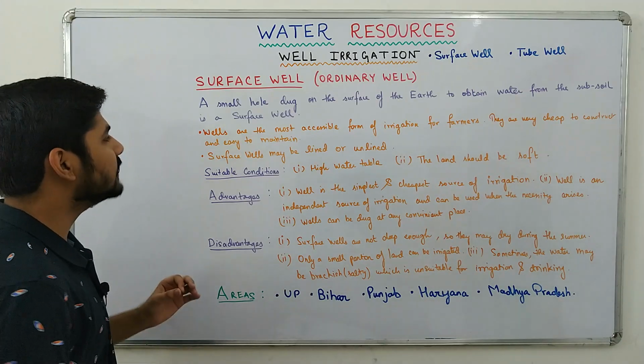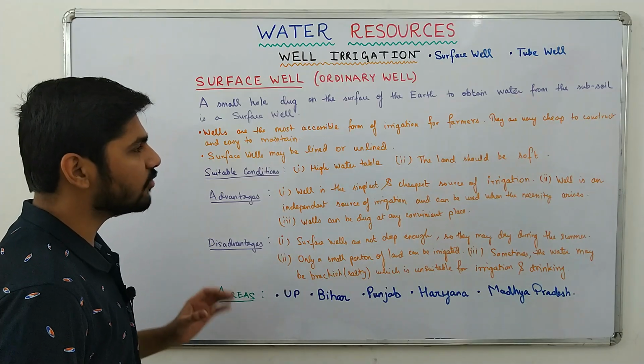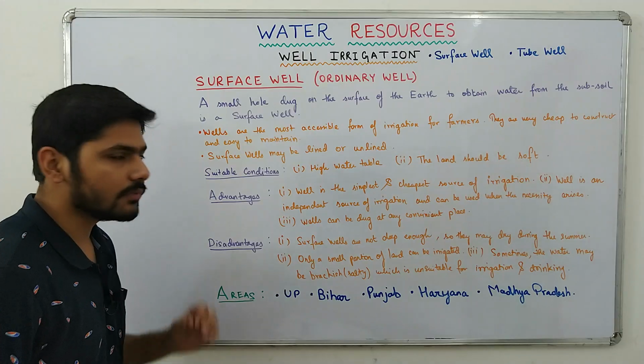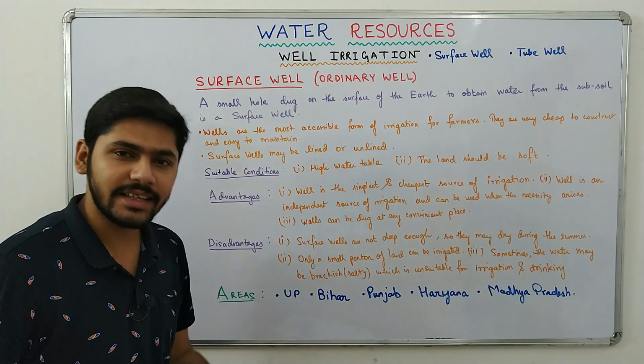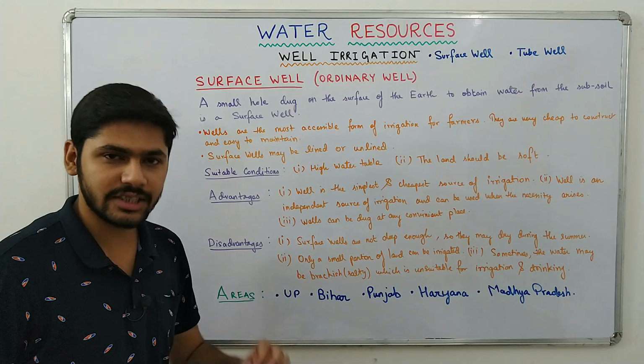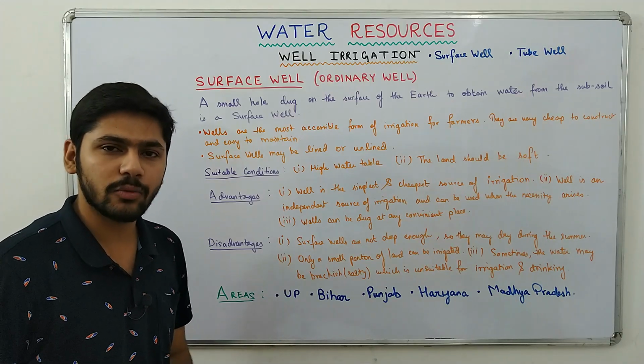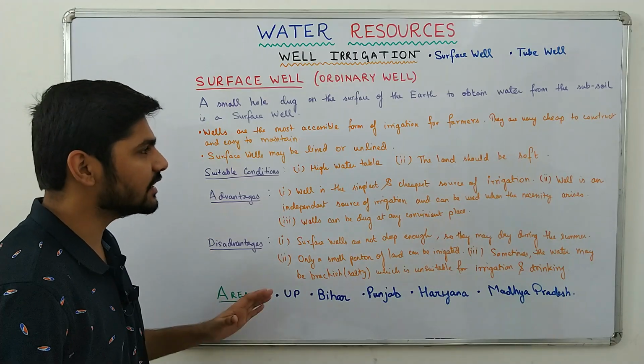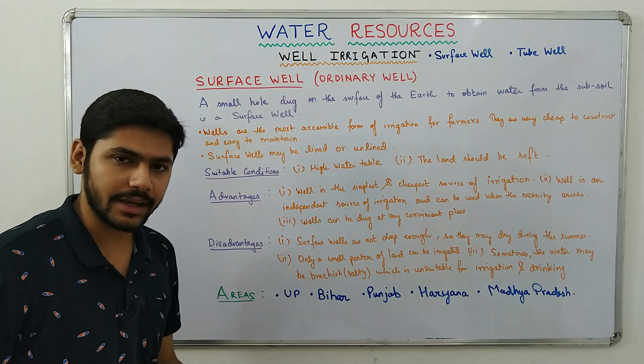Then, wells are the most accessible form of irrigation for farmers. They are very cheap to construct and easy to maintain. Now, wells are very easy to construct and they are cheap and they are also very easy to maintain. Hence, wells are the most accessible form of irrigation for farmers in India.